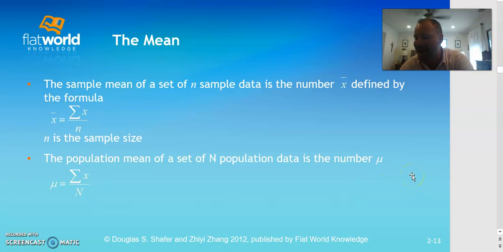We spell that M-U, okay? But that would represent the entire population, and N doesn't represent the sample size. N represents the entire population of people. So we have two different ways of writing the mean. We have our sample mean, which is just a smaller collection, and then we have our population mean, which is everybody in the entire collection.